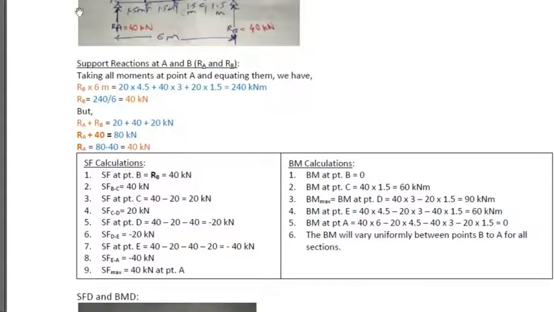Then finally BM at point A is going to be 40 into 6 minus 20 into 4.5 minus 40 into 3 minus 20 into 1.5. So this all comes to 0. So BM at point A is going to be 0 and for the section EA it is going to vary uniformly between 60 kilonewton meter to 0 kilonewton meter.